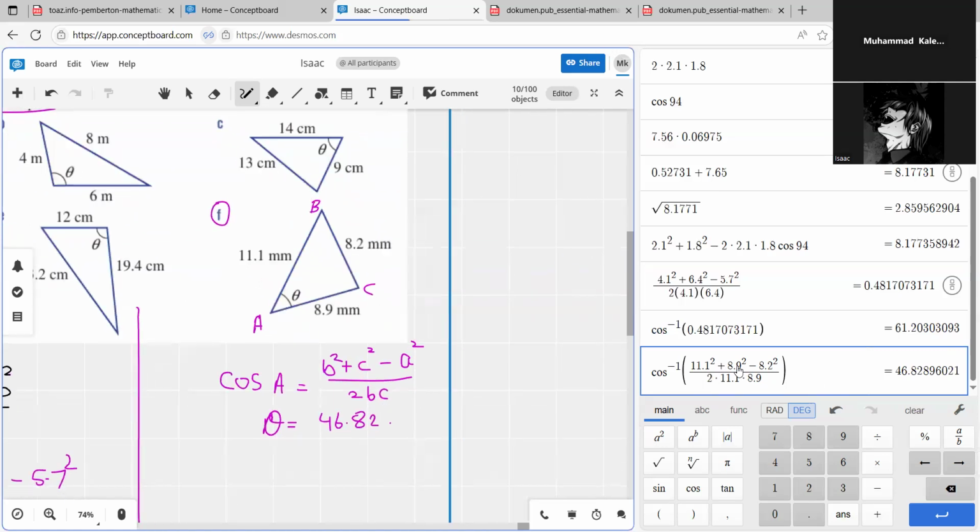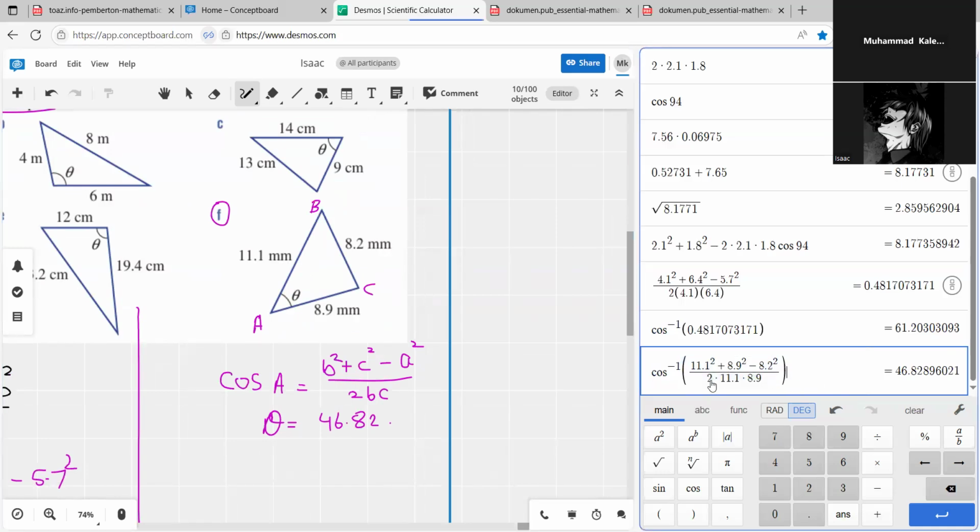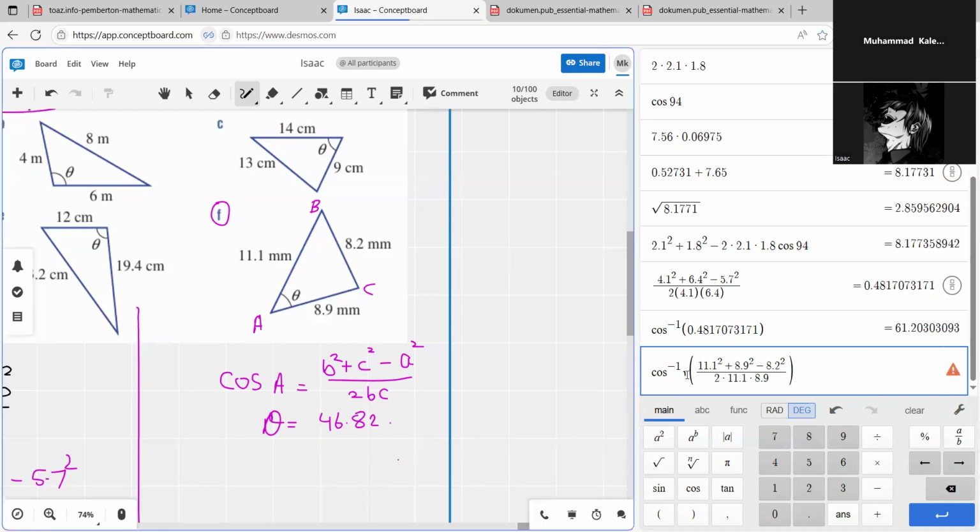You are solving directly. Here I solved it directly. Like I took the cos inverse. Like we can say this formula. Double check your calculation, man. Definitely there is an error.